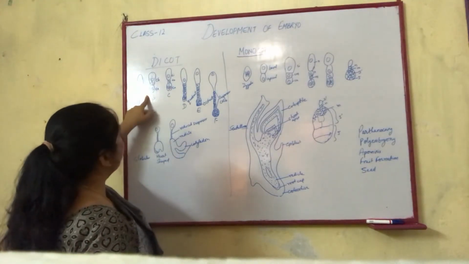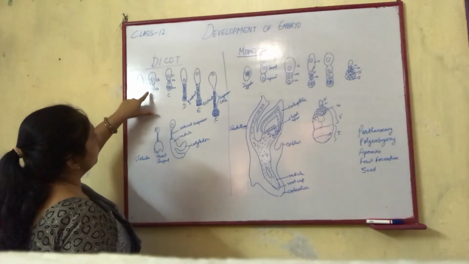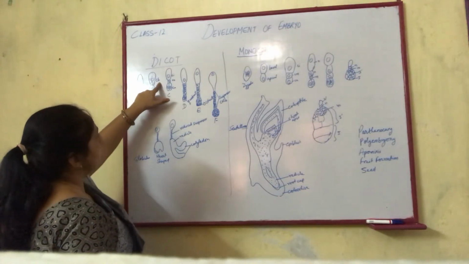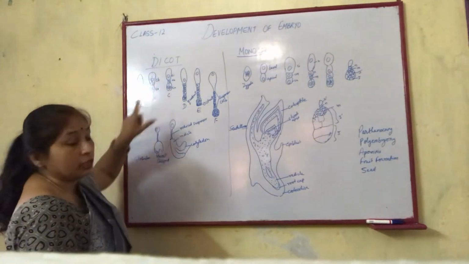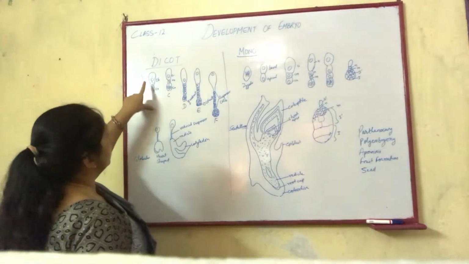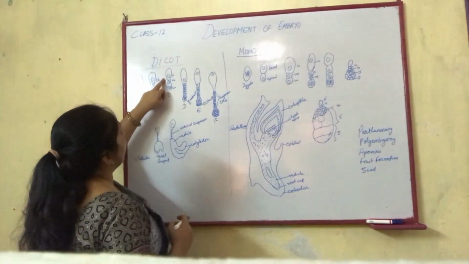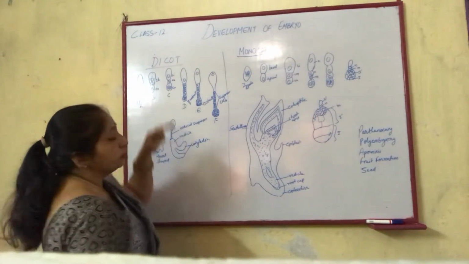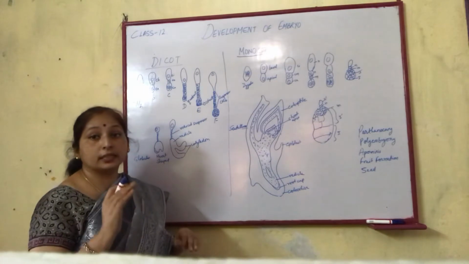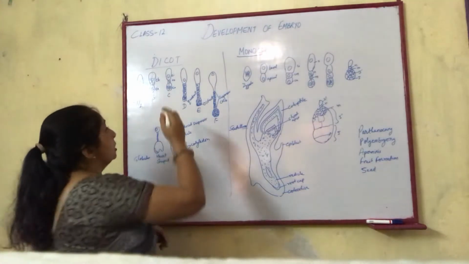After this, the first division is a transverse division, which results in the formation of an apical cell and a basal cell. CA is for apical cell, CB is for basal cell. After that, there is one more transverse division, and the basal cell is in close proximity with the micropyle.